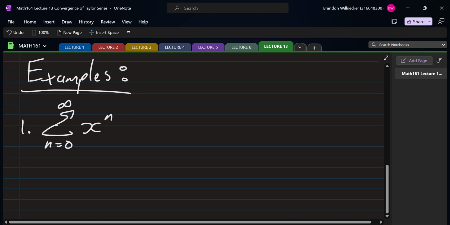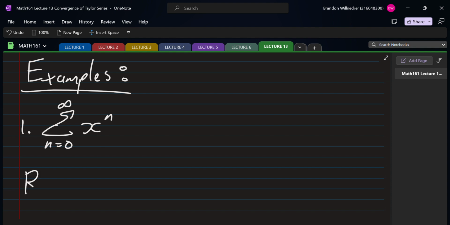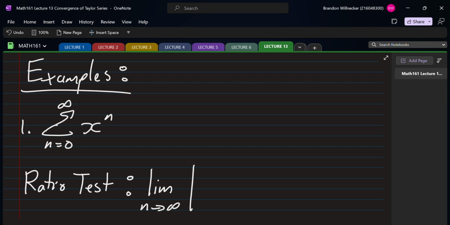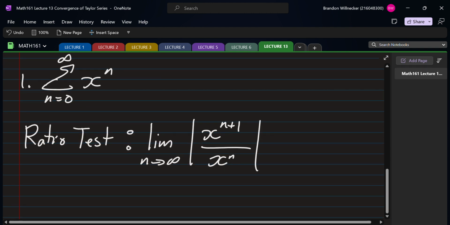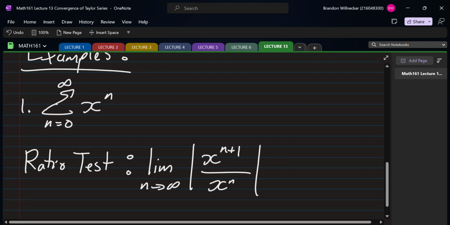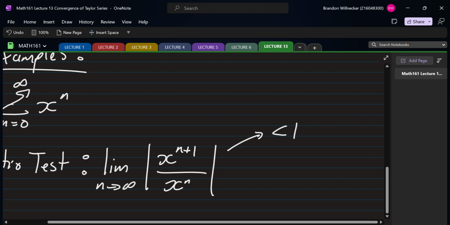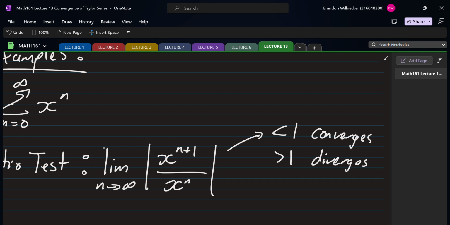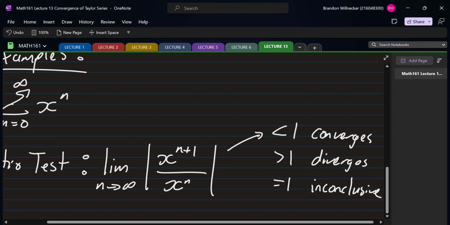So to test if this converges, we can use the ratio test. Okay, so we looked at all of these tests previously. With the ratio test, what we want to calculate is the limit as n goes to infinity of the next term, so n plus 1, over the current term, which is x to the n. We calculate this ratio. Then once we take the limit, we get a value, and from the value, we can see if it converges or not. So remember, on the side here, if it's less than 1, then it converges. If it's greater than 1, then it diverges. And if it's equal to 1, it's inconclusive.